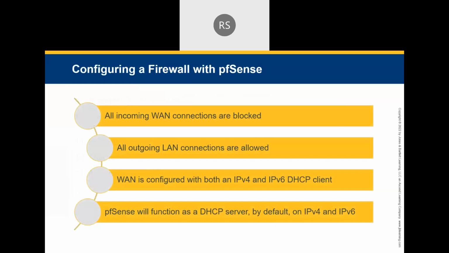When you're configuring a firewall in pfSense, by default, pfSense is going to block all incoming WAN connections. This is done to enhance your security. It allows all outgoing LAN connections, ensuring seamless communications from internal devices.